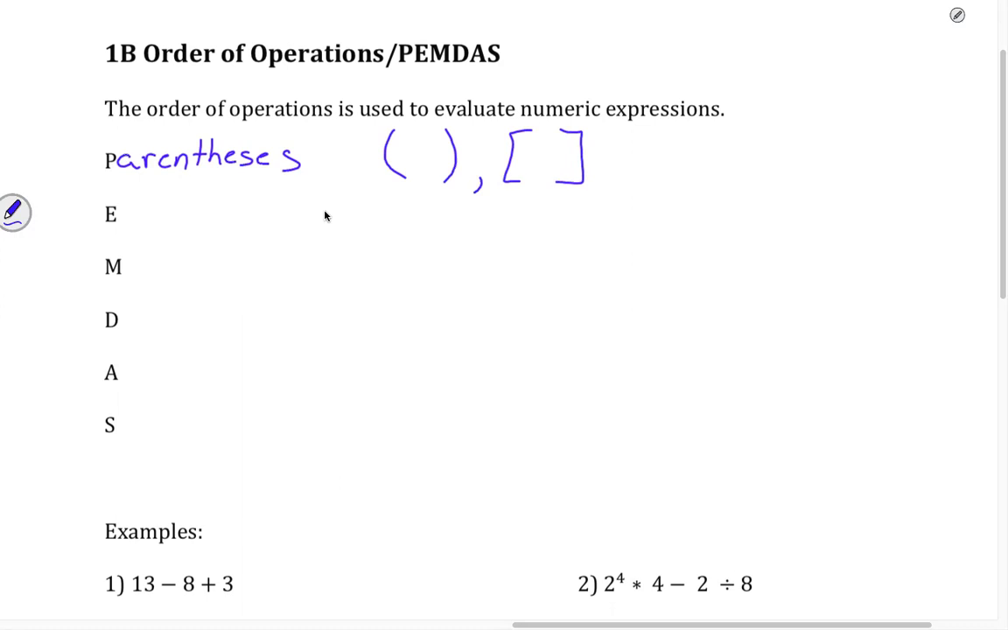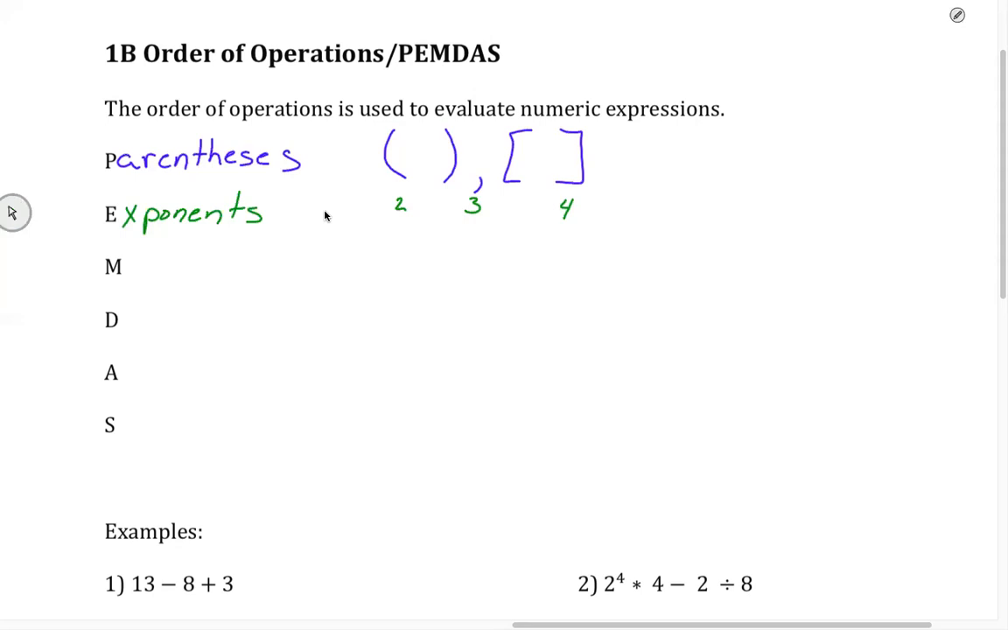Now, Hope, do you think you could tell me what E stands for? Evaluate. Not evaluate, it's another E. What if I said exponents? Is it starting to come back to you? All right. So E stands for exponents. These are the little numbers, like 2, 3, 4. Those are exponents.